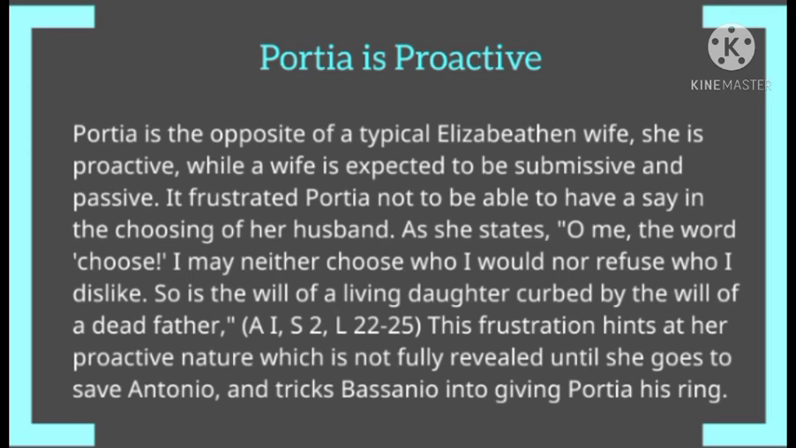It frustrated Portia not to be able to have a say in the choosing of her husband. As she states, "Oh me, the word choose. I may neither choose who I would nor refuse who I dislike. So is the will of a living daughter curbed by the will of a dead father." This frustration hints at her proactive nature, which is not fully revealed until she goes to save Antonio and tricks Bassanio into giving Portia his ring.